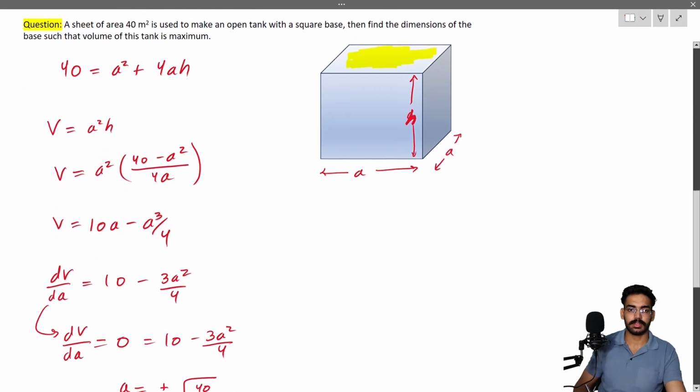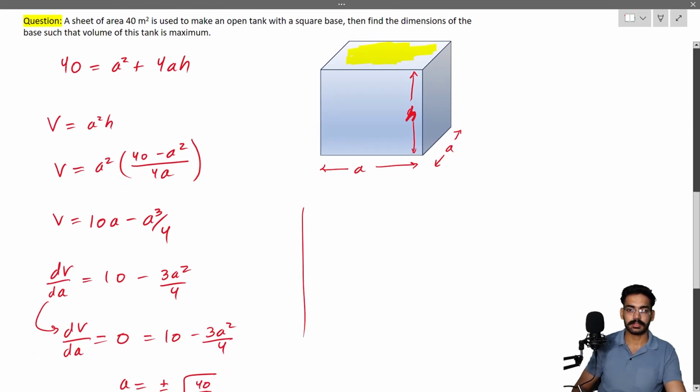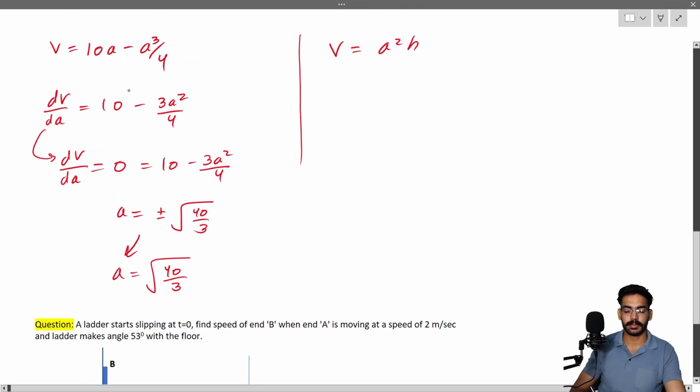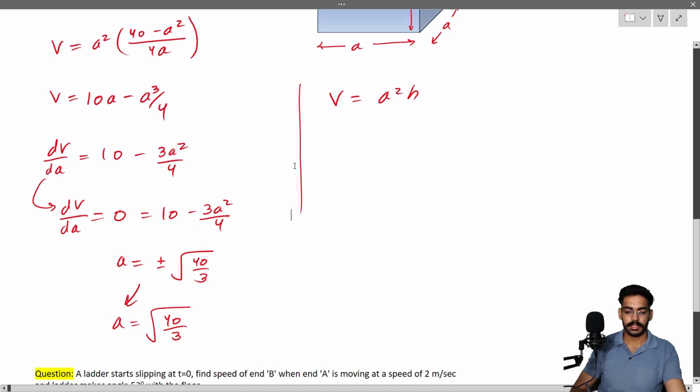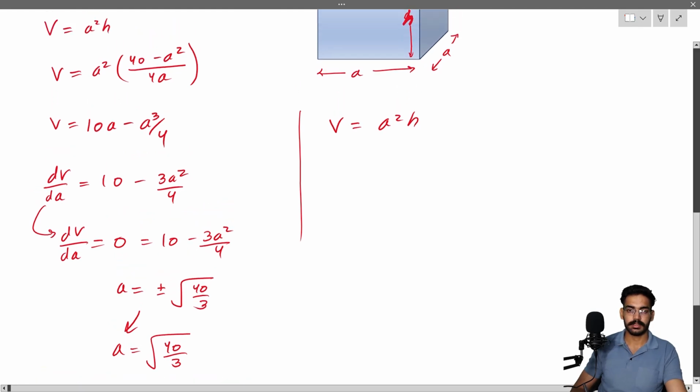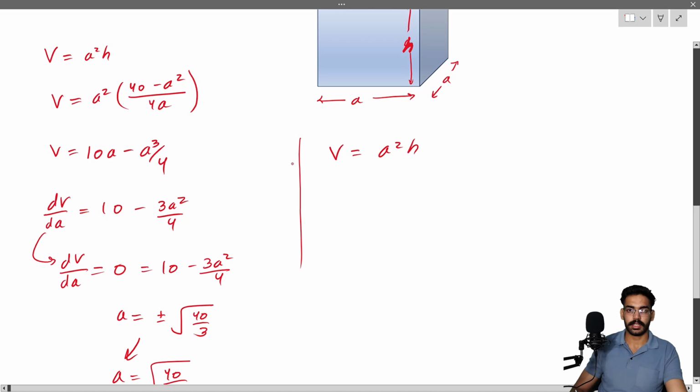So we know the volume now. Come back, V is maximum, so V equals A square h, where we calculated the A value, under root of 40 by 3. Let's put this value, and what you got, y. So you can calculate the value of y, right? So basically this is your answer.